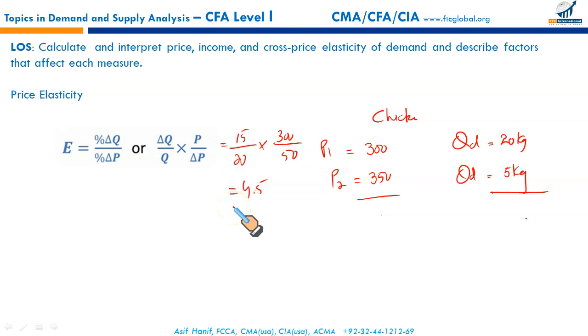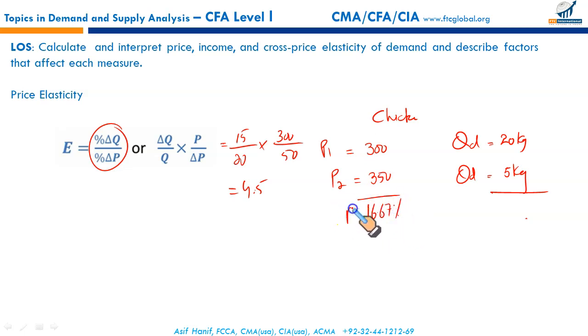So it is elastic, and we can also do some alternative computations. This one, the percentage change in price is 50 upon 300. So that gives you 16.67%.